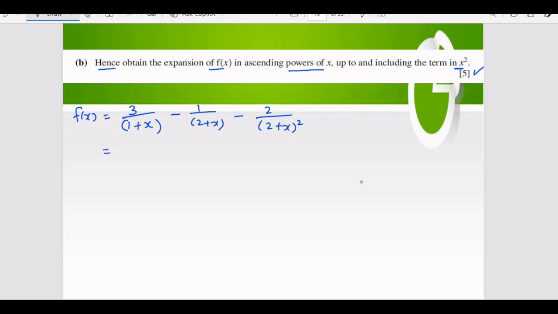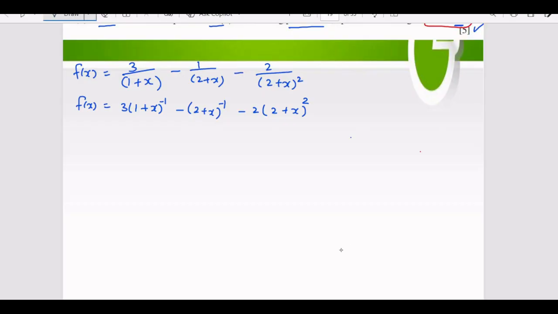So I told you, if you get this in the denominator, your factors, you can bring it up here. So we can write it down: 3 into (1 plus x) power minus 1, minus 1 into (2 plus x) power minus 1, minus 2 into (2 plus x) power minus 2. Now we can add one more step here, because this is of 1 plus x form, this is a 2 plus x form, and this is also a 2 plus x form. So we can take out 2 common to make it 1 plus x form here.